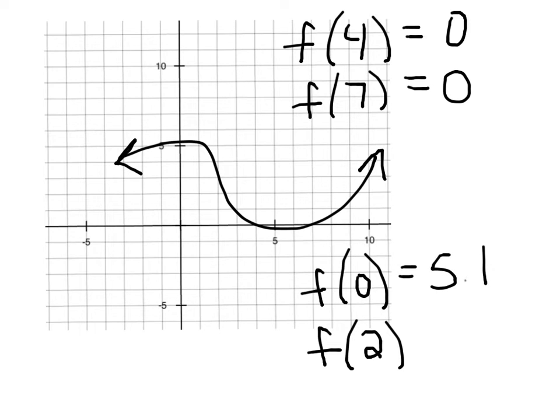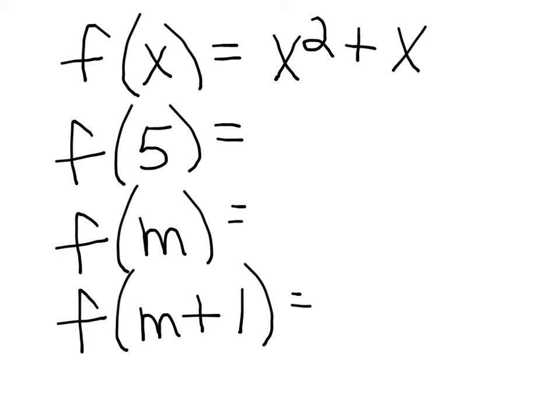If we look at f of 2, x equals 2, it looks like y equals 3. Remember that if I say f of 2 equals 3, that means the ordered pair (2, 3) is on the graph. Here we have another example of just plugging a value in for a function.